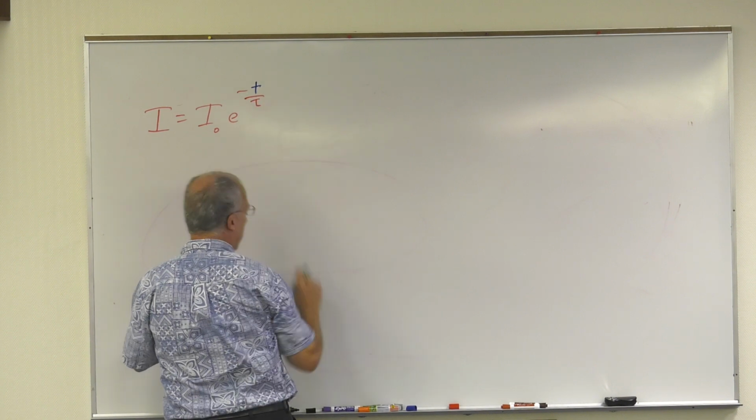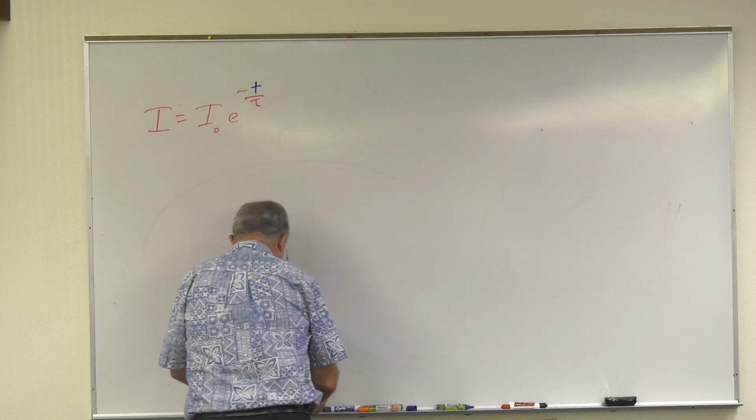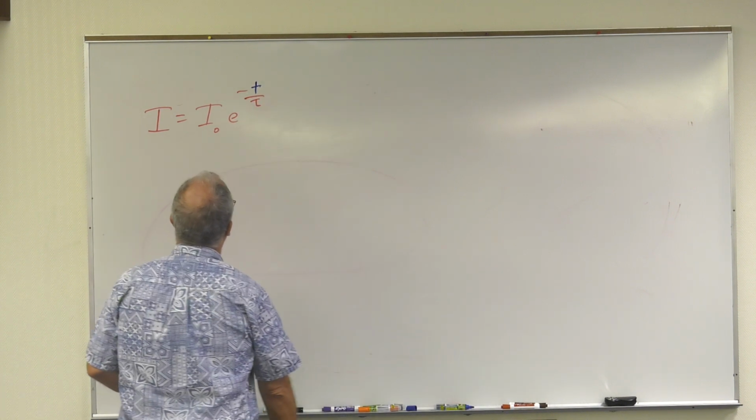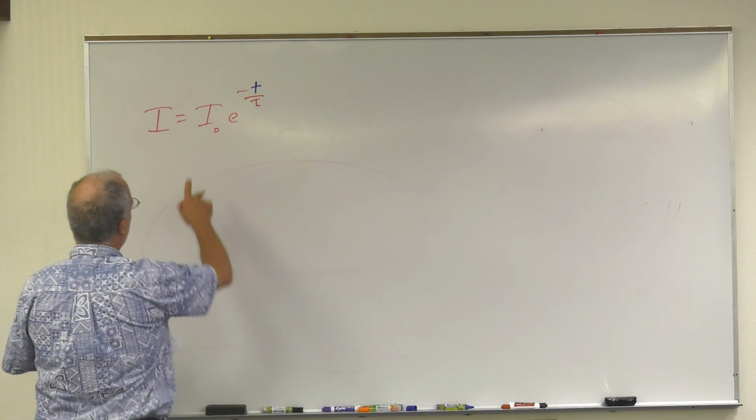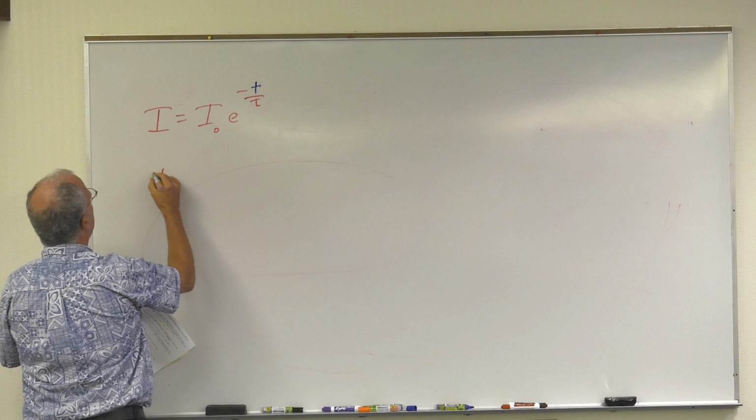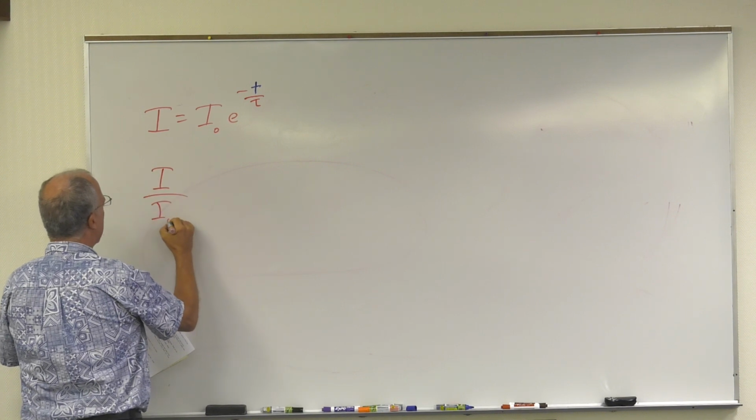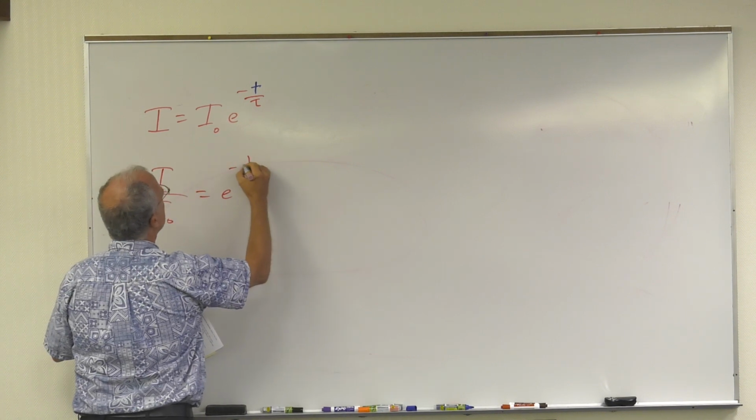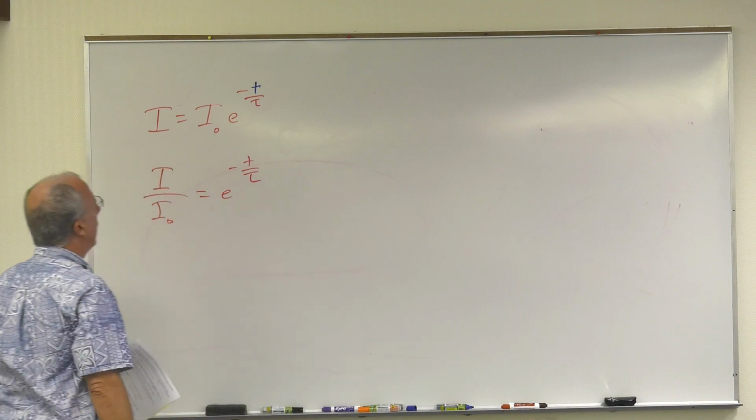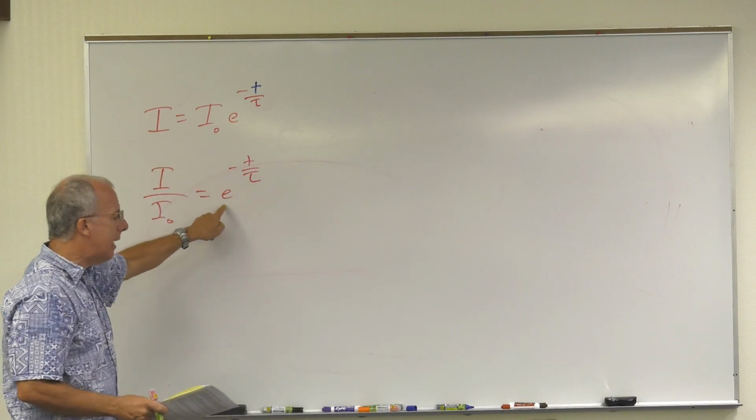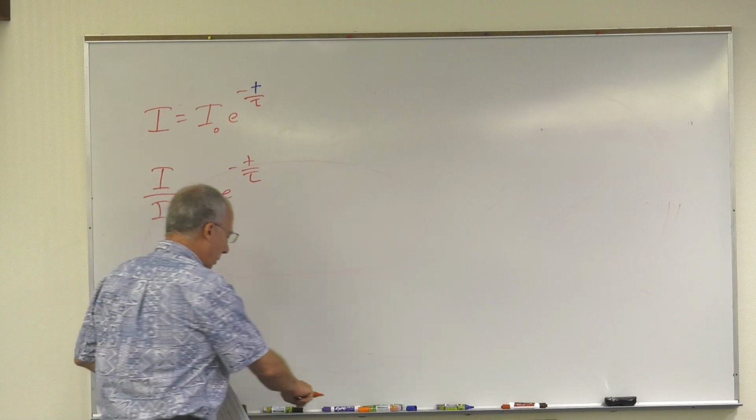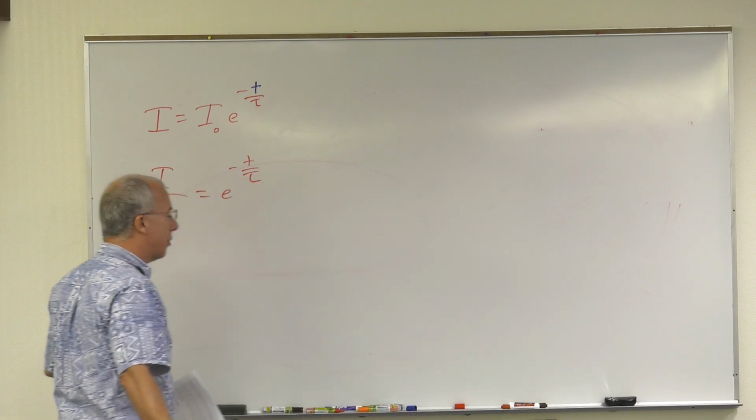All right, you're trying to solve for t. First thing, and you can do this however you want, this is the way I do it. First thing, get rid of the I0. So you have I over I0 equals e to the minus t over tau. We've got to get that exponent downstairs. But it's an e. How do you get an exponent downstairs with an e? You take the natural log.